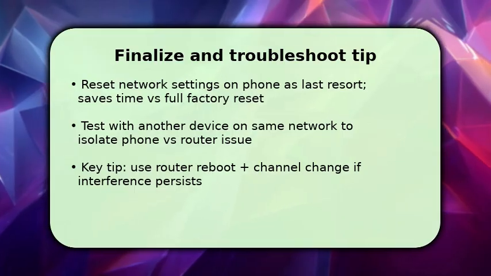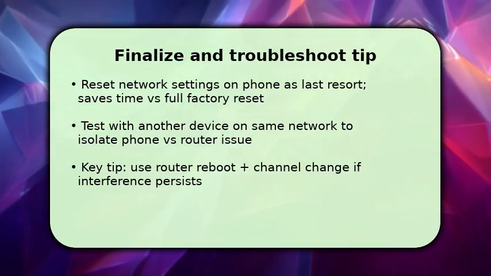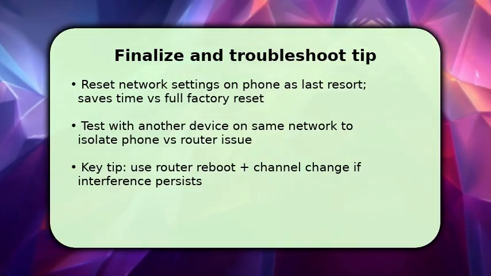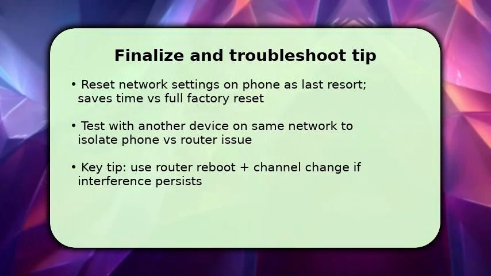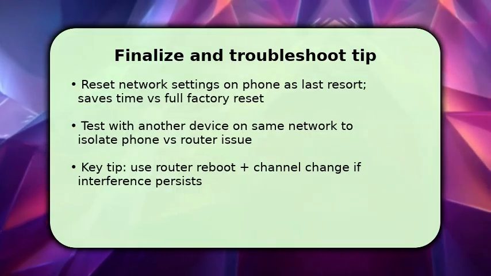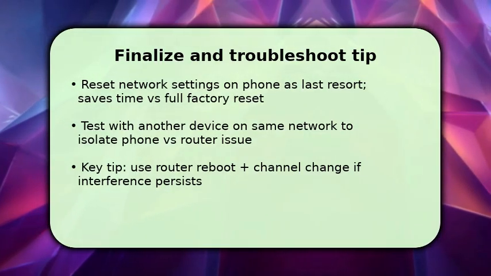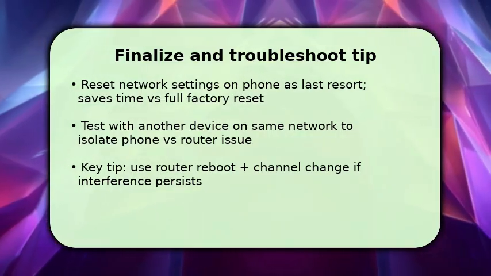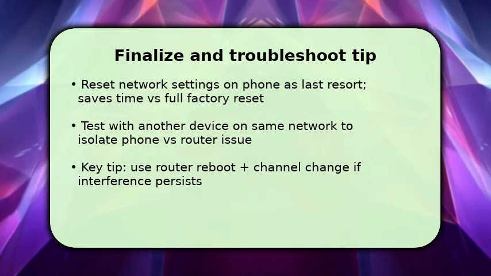Make sure another device can connect to the same Wi-Fi to determine whether the issue is the phone or the router. If other devices fail, change the router channel and reboot again to avoid interference. If only your phone fails after a network reset, consider contacting your carrier or doing a full backup and factory reset as a last measure.